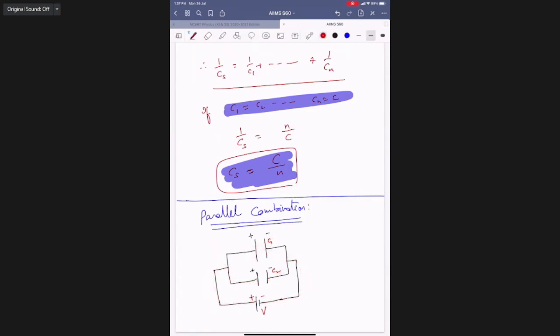That means in parallel combination, what happens? V1 equal to V2 equal to V. Potential difference remains constant. In series, what happens? Charge is constant. Here, charge will come here. It will come here. There is a junction here. So it will divide in some ratio. What is the ratio? We'll see.